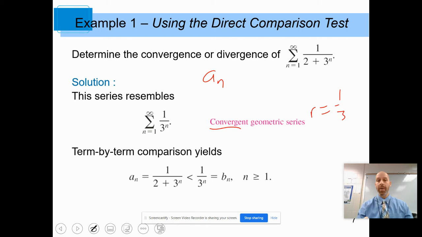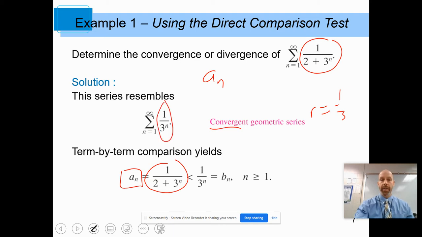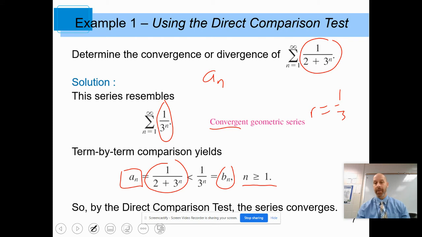So what we can notice is that each term of our original series, which we'll now call a sub n, is less than each term of our new series, which we will refer to as that formula as b sub n, for any n greater than or equal to 1. So therefore, by the direct comparison test, this series converges.